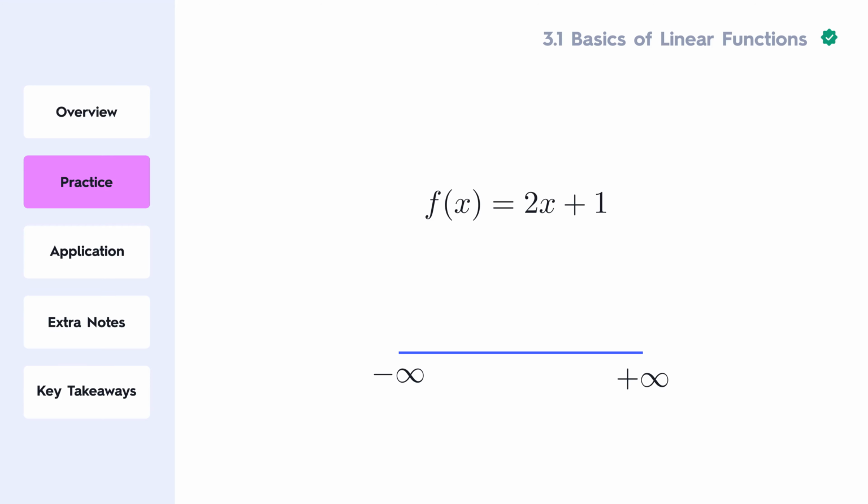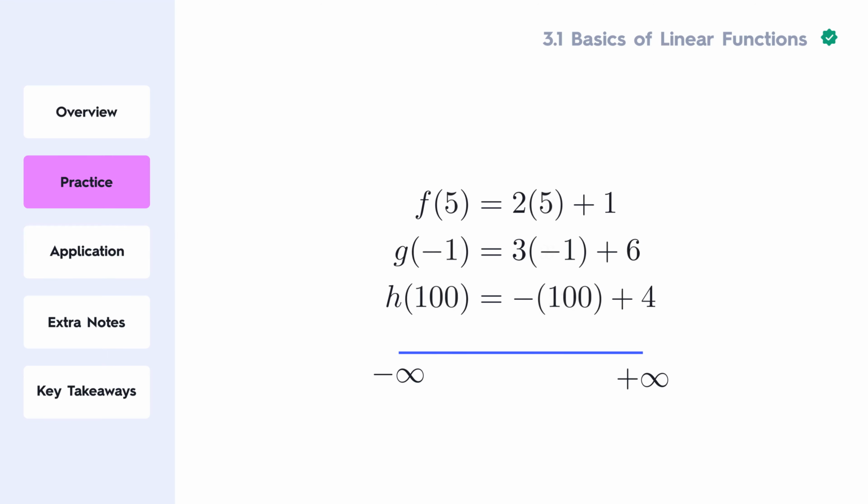Some examples of linear functions are f of x equals 2 times x plus 1, g of x equals 3 times x plus 6, and h of x equals negative x plus 4. Note that for each real value that x can take, the functions above will be defined.